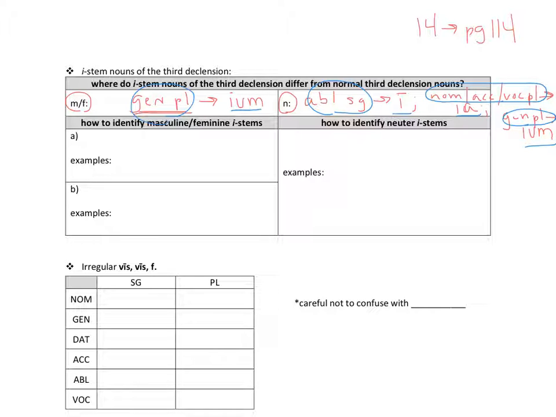Okay, so now we're going to be looking at page 115 for identifying masculine and feminine I-stem nouns. So page 115, make sure you're there. So with the masculine and feminine, there are two different types of nouns that qualify to be I-stem nouns of the third declension as opposed to just third declension. The first thing is a word called parasyllabic. Parasyllabic words, okay?